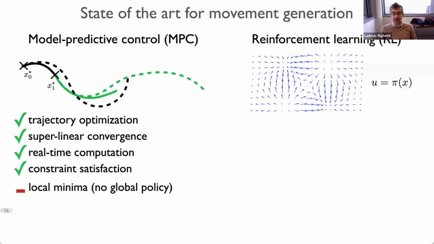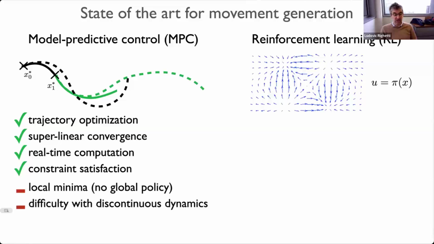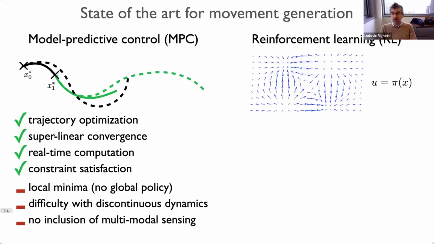The problem if you do that is that you can get stuck in local minima. It's very difficult to deal with discontinuous dynamics, especially because of the type of algorithm that you use to do MPC. And maybe the biggest problem in MPC is that we don't know how to include sensing really well. How do you include vision? How do you include force sensing? How do you include all the things you would like to use in your state space model? It's not something that is very well discussed. So I'll show a few ideas on how you could do that.